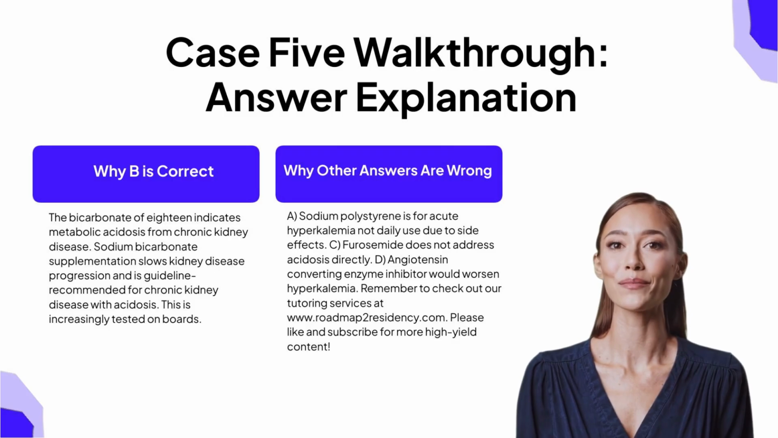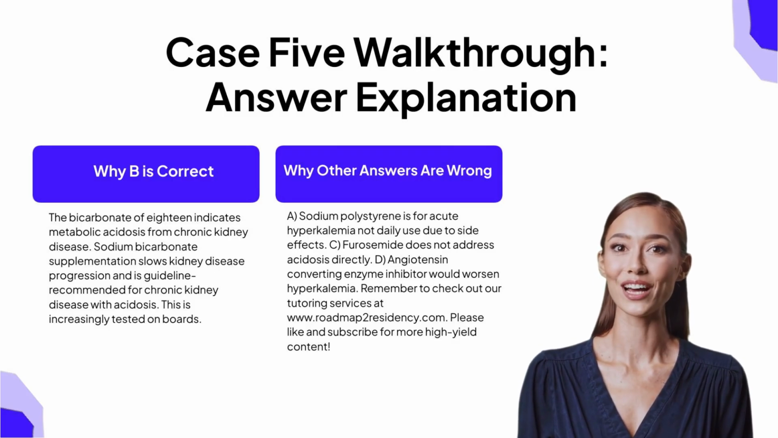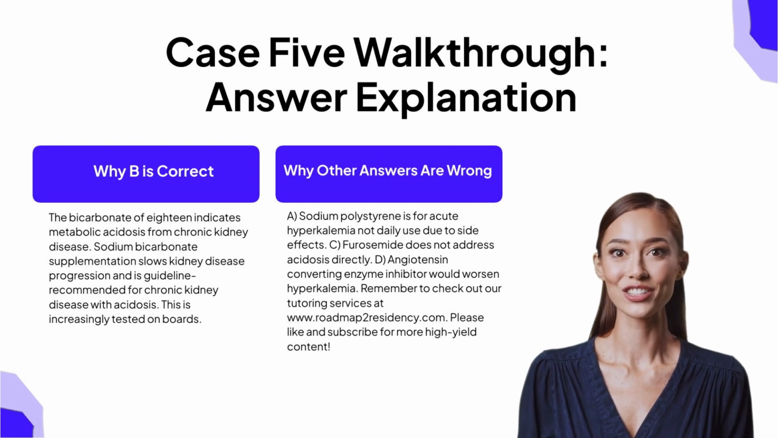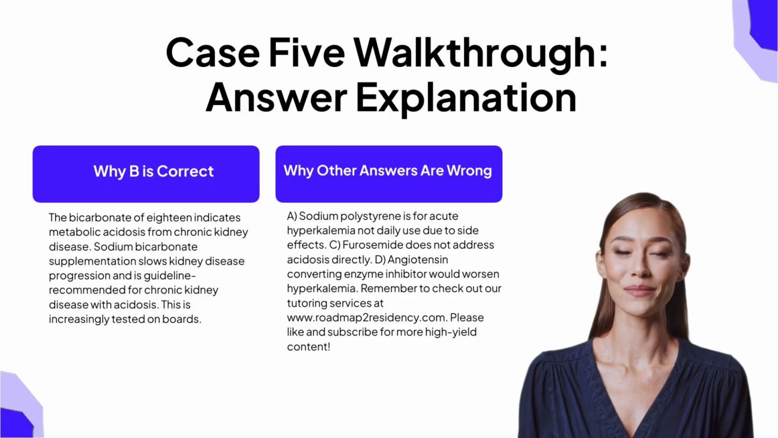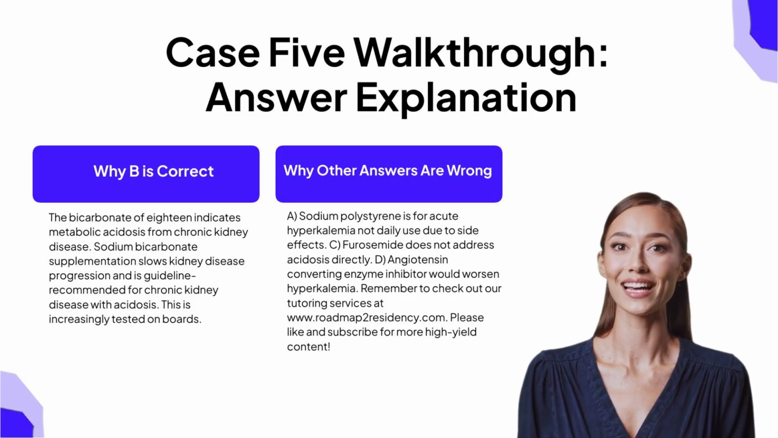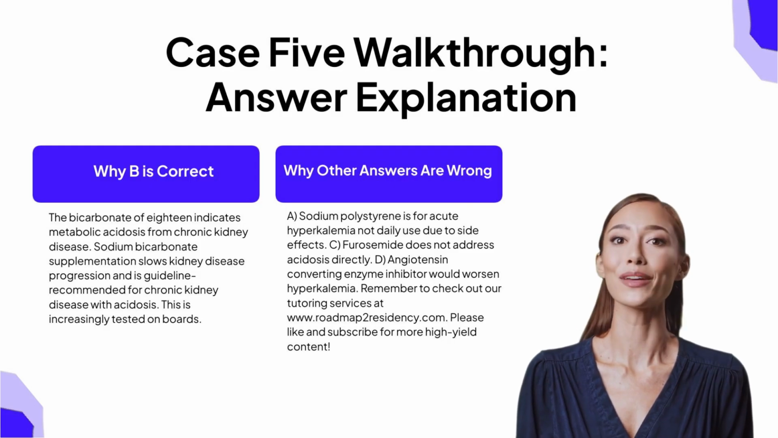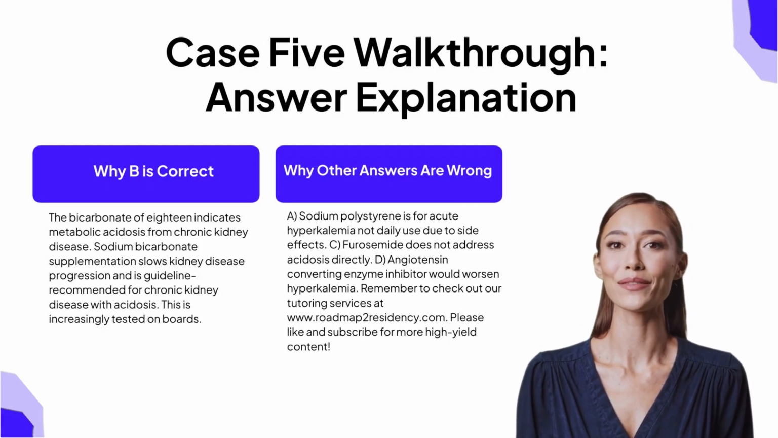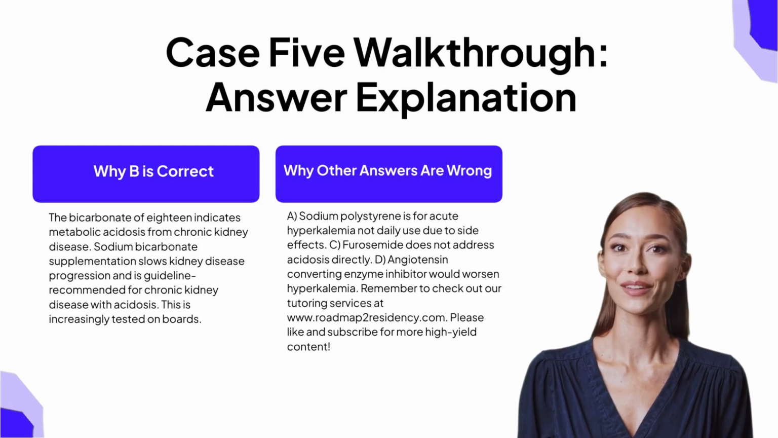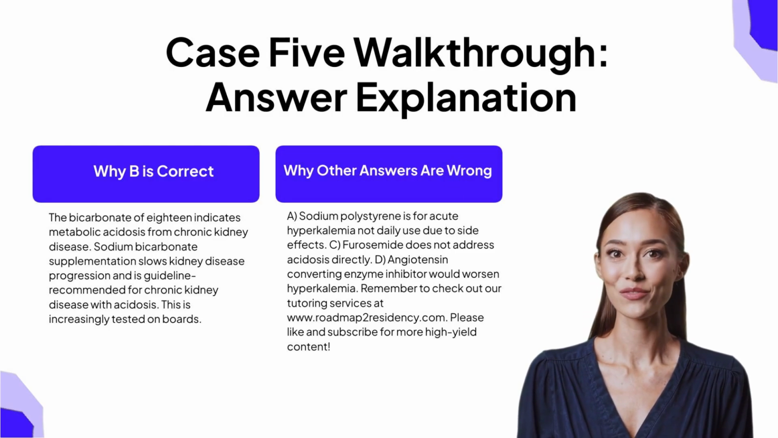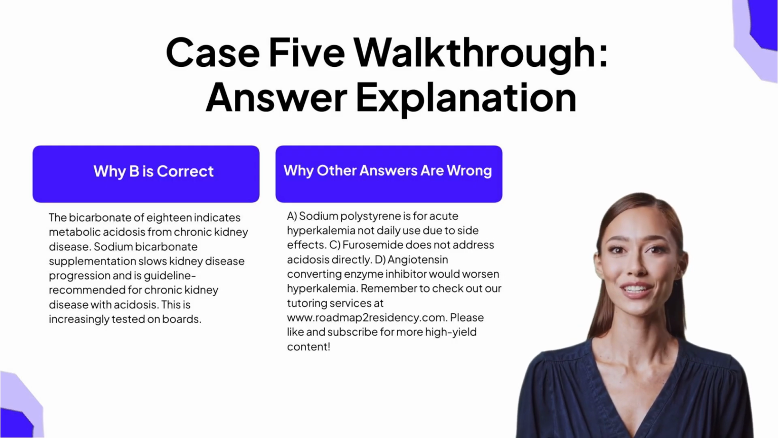Why the others are wrong? A. Sodium polystyrene is for acute hyperkalemia, not daily chronic use, and has GI side effects including colonic necrosis. C. Furosemide does not directly address the acidosis. It might help potassium modestly, but it is not the best answer. D. An ACE inhibitor would worsen the hyperkalemia and is a common trap answer for students who remember ACE inhibitors are renoprotective. Thank you for joining this walkthrough.